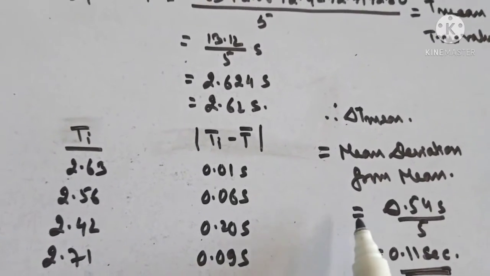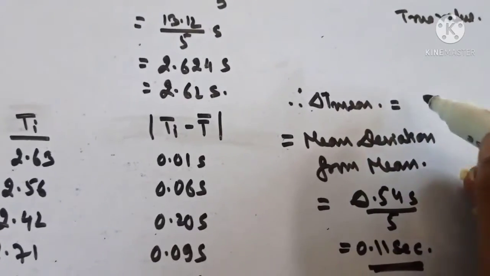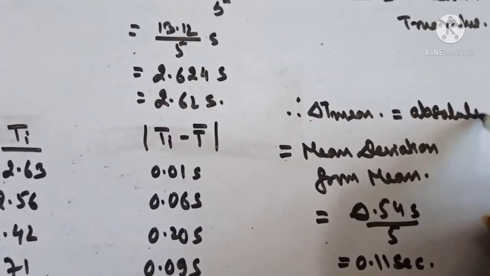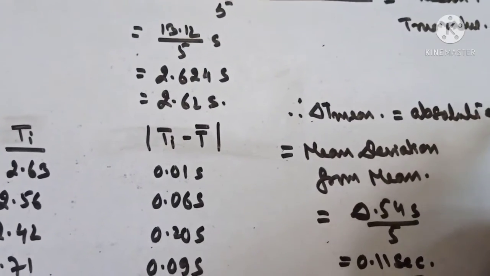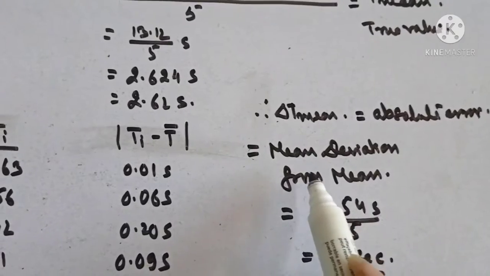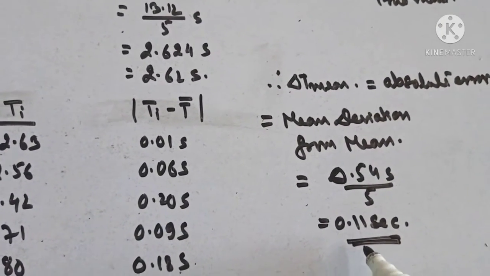So here you see this delta t mean, which is actually the absolute error. And how do we calculate the absolute error? We calculate the absolute error by taking the mean deviation from mean. This is the absolute error.